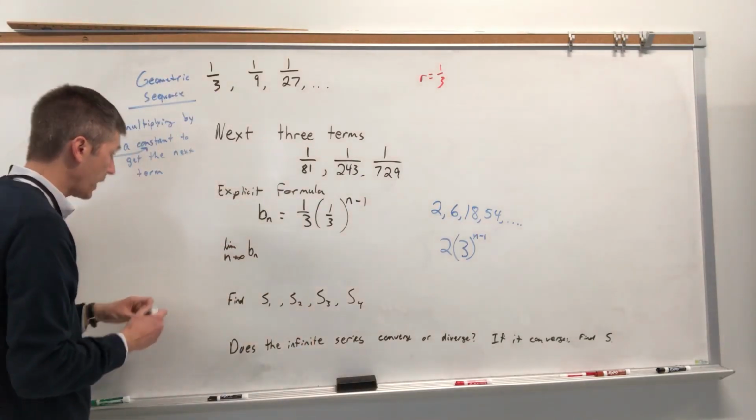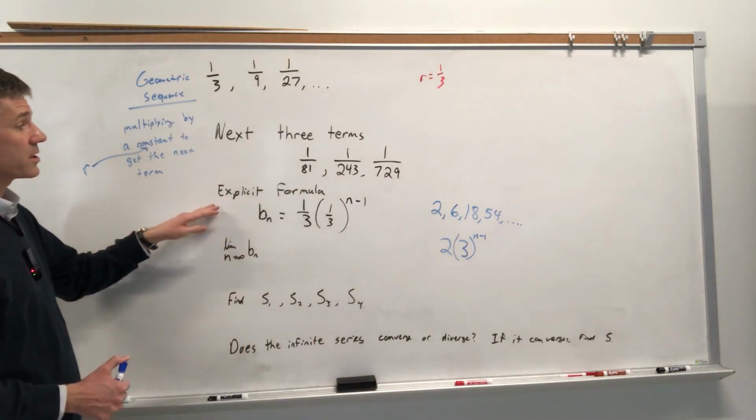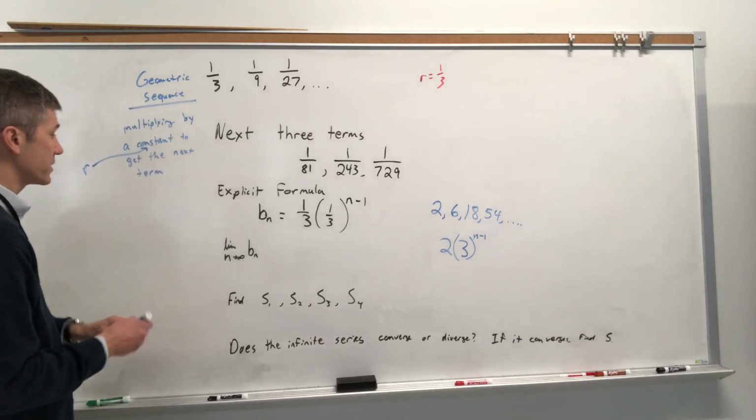Let's come back over here and write some things down. The explicit formula for a geometric sequence is this.